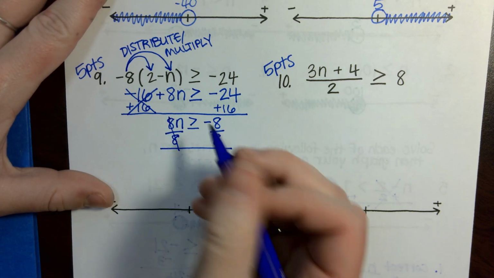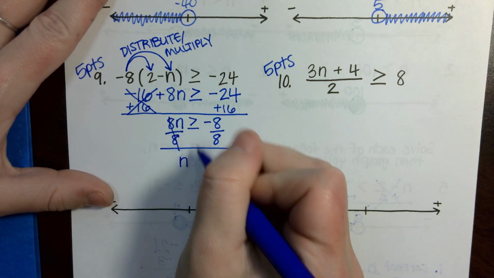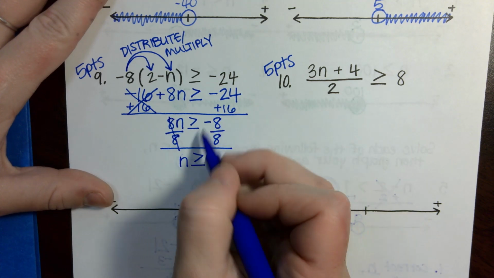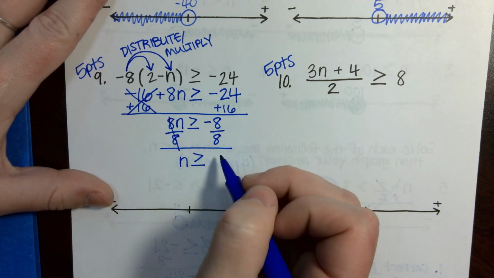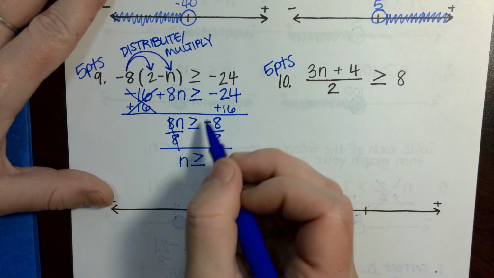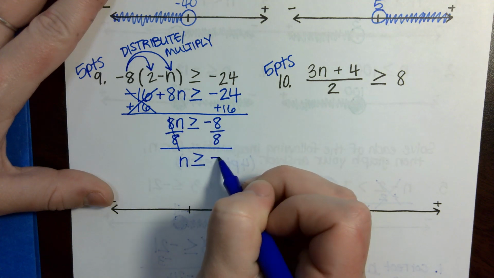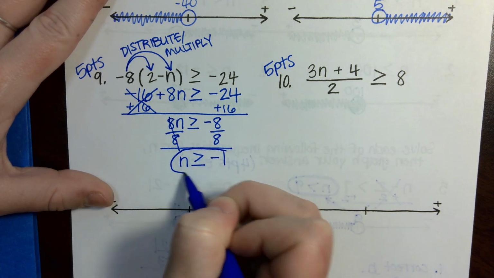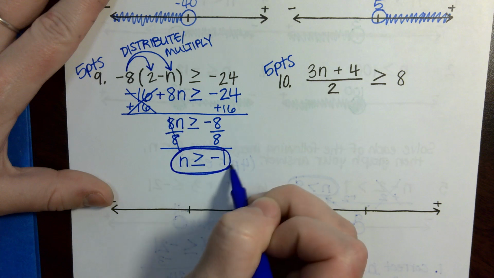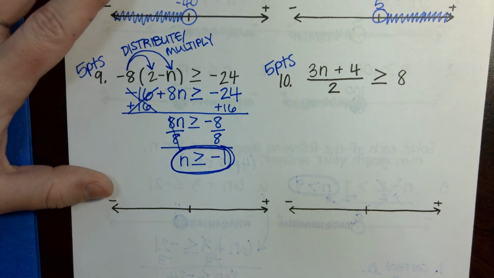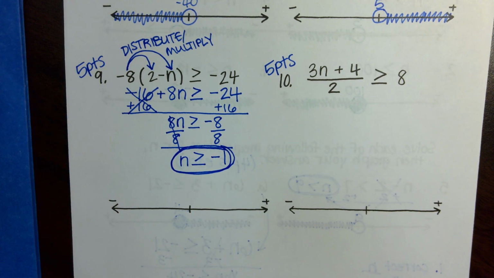My 8's cancel. I'm left with n is greater than or equal to any number divided by itself is 1. But since there's a negative, it's negative 1. All right. N is greater than or equal to negative 1. Is everybody okay with that?